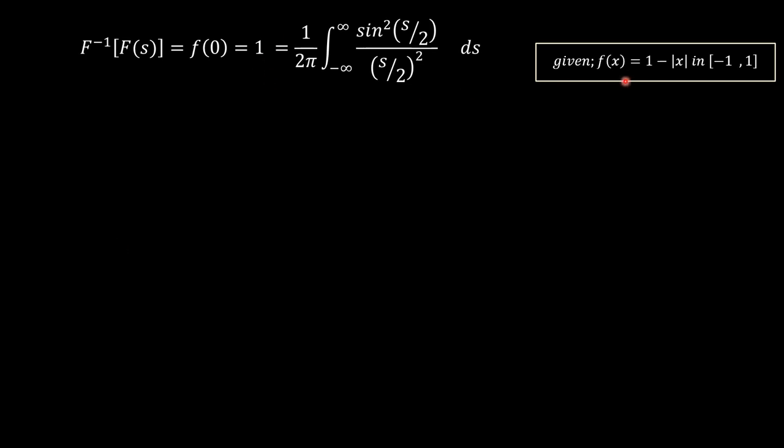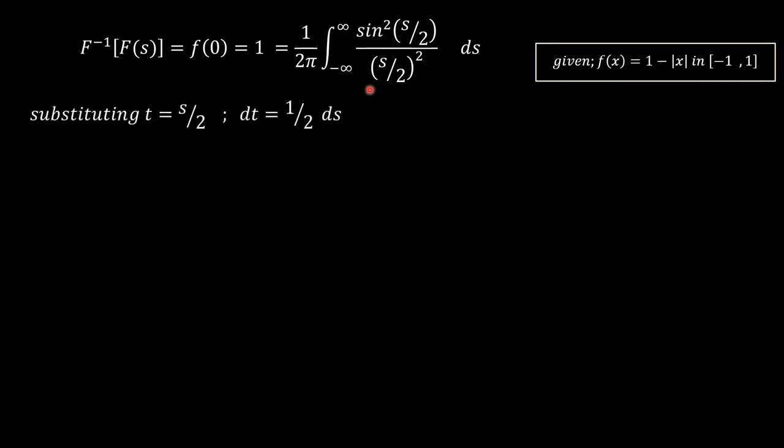The function is defined as 1 minus mod x in the closed interval minus 1 comma 1. Since 0 lies inside the closed interval minus 1 comma 1, the function value at x is equal to 0 is 1. That is equal to 1 by 2 pi integration of sine square s by 2 divided by s by 2 whole square, where the limits of s are varying from minus infinity to infinity.